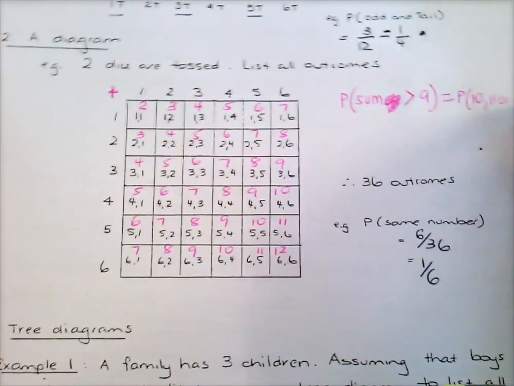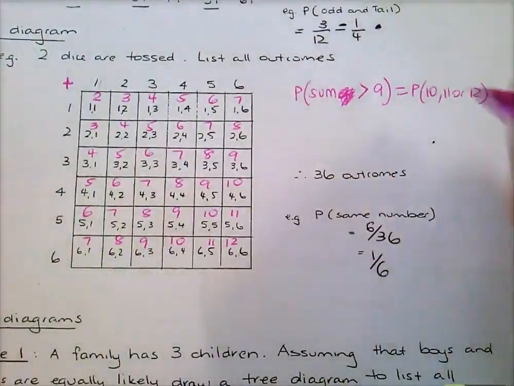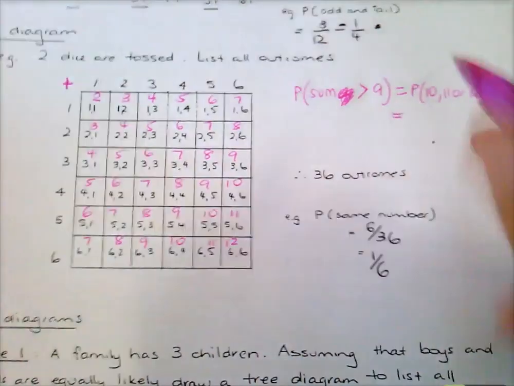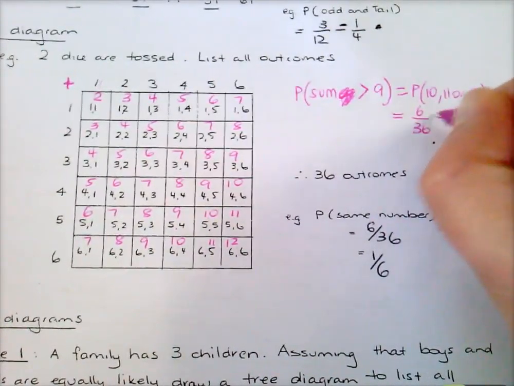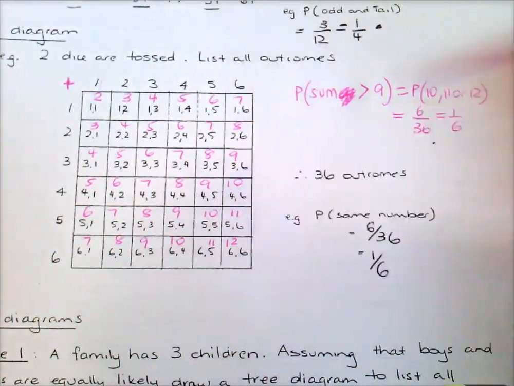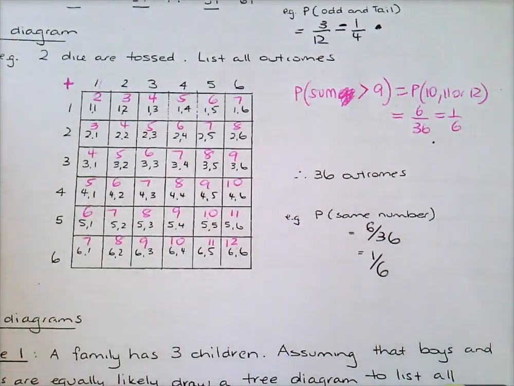How many boxes have a sum greater than 9? So two dice are rolled. Isn't that the probability of a 10, 11, or a 12? The probability of a sum greater than 9, which is 1, 2, 3, 4, 5, 6, is 6 out of 36, which is 1/6.